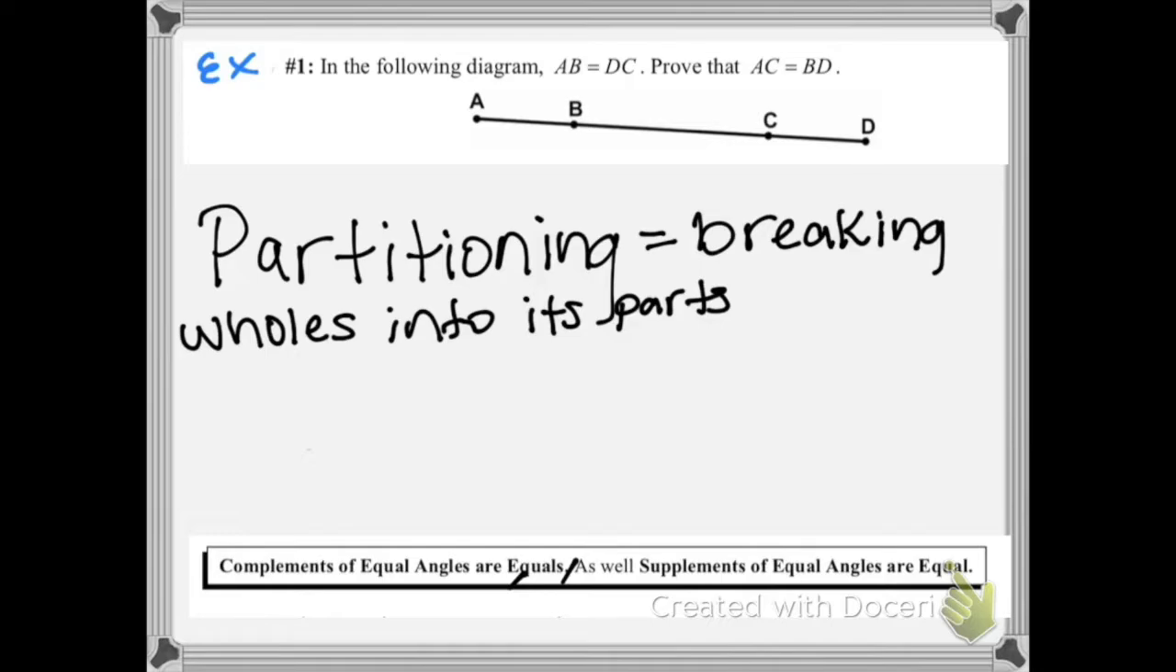Okay, so let's look at the given. The given says that we know AB is equal to DC. So if we know that AB is equal to CD, then we have to prove that AC, this whole part here, is equal to BD. And you should believe that just by looking at it, but we will prove it.